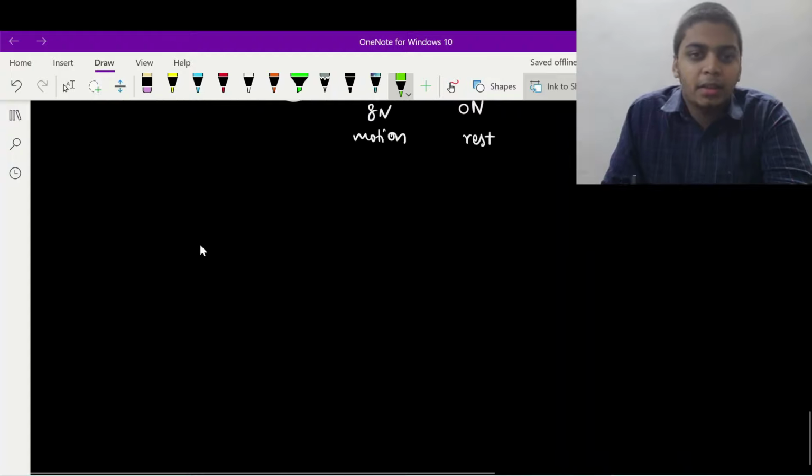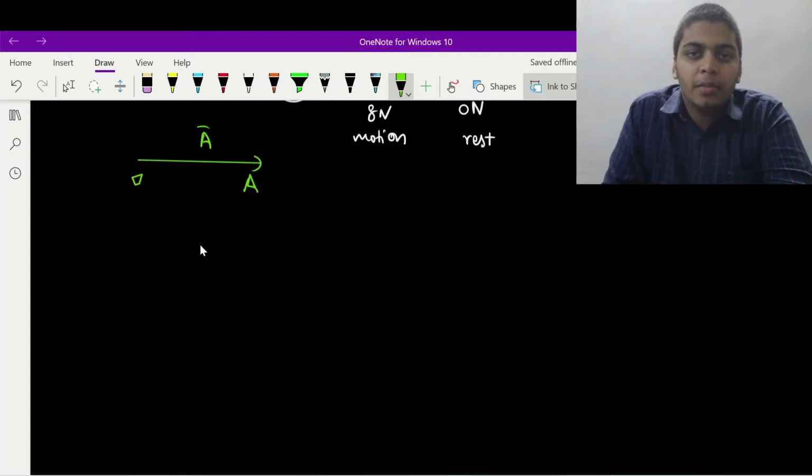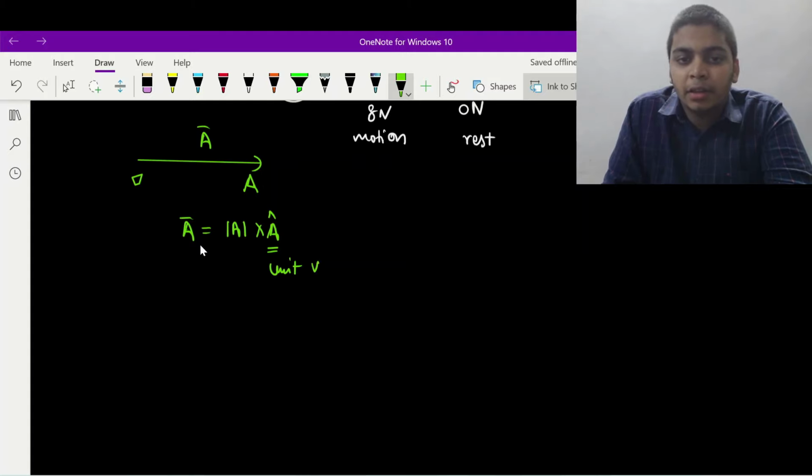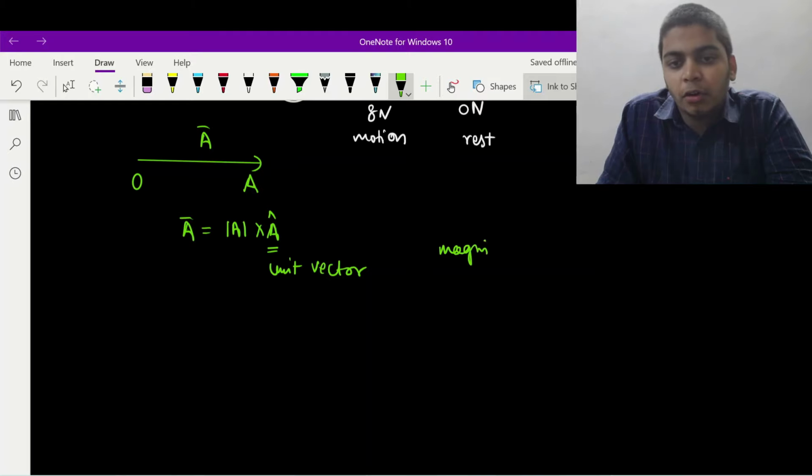Now let us see what is a vector. If this is O and A, and I represent this as some A bar, then A bar is nothing but magnitude of A into A cap. What is A cap? A cap is nothing but a unit vector. First let us try to learn what a unit vector is. A unit vector is nothing but a vector which has a magnitude of 1 unit. The magnitude of a unit vector is always 1 unit.